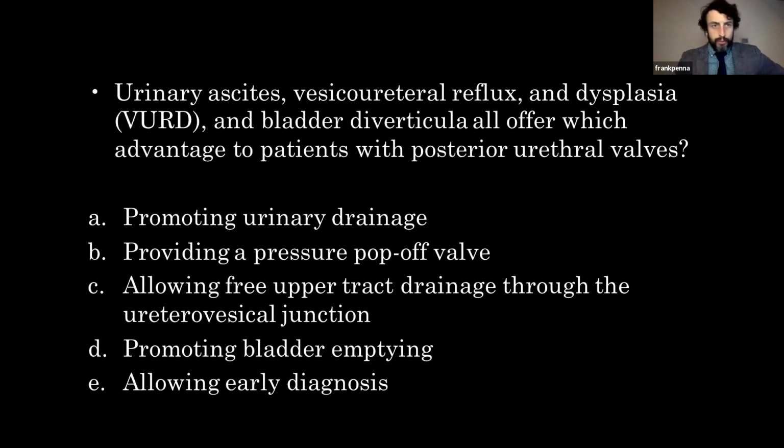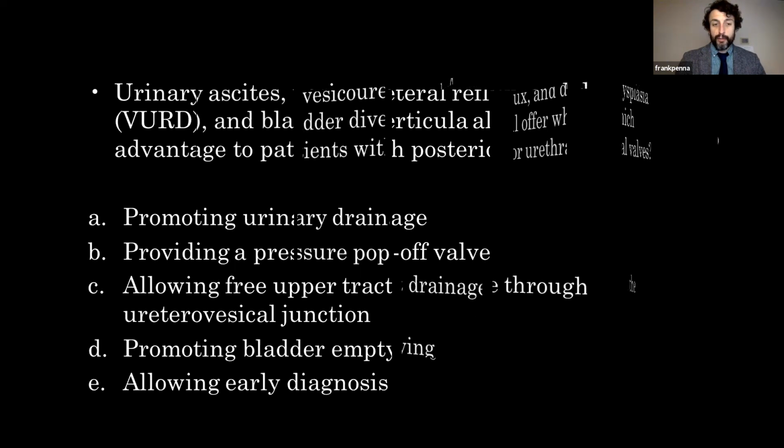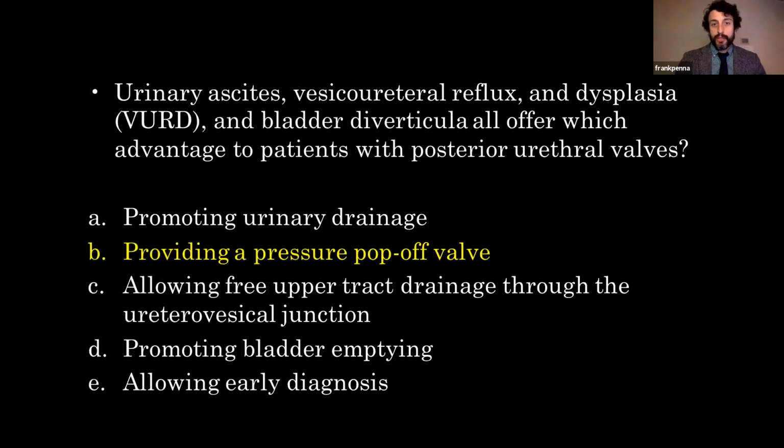Okay, we're almost done. Urinary ascites, reflux, and dysplasia, and bladder diverticula all offer which advantage to patients with them? Having these things happen at the same time, how do you think that might help the kid with an obstructive process? I don't know if you're going to know this one. It's a pop-off valve.